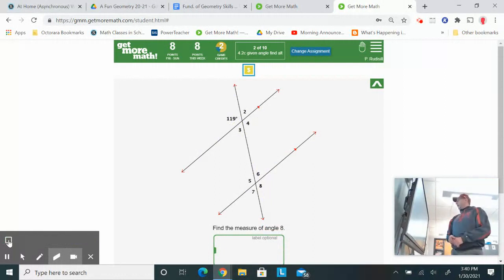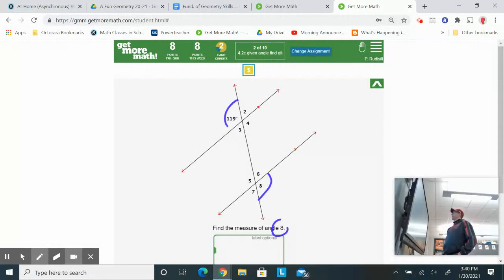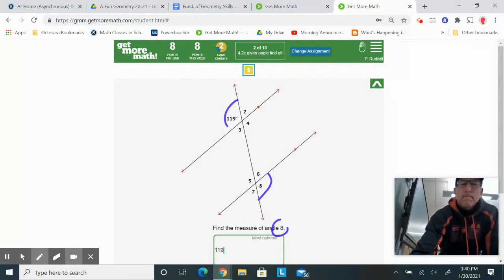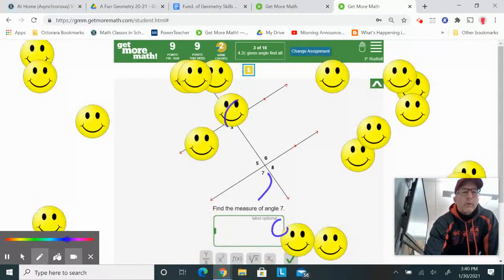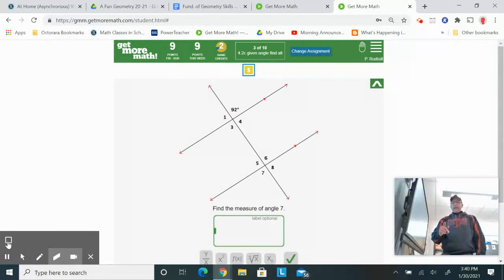So this one here, angle 8, is what we're supposed to find. Angle 8's right here. Its alternating exterior angle is 119 degrees. So it also has to be 119. And this only happens when you have parallel lines cut by a transversal.